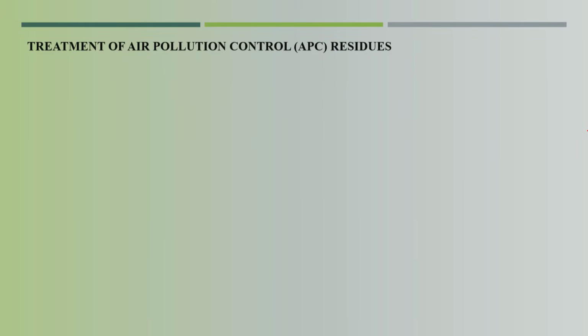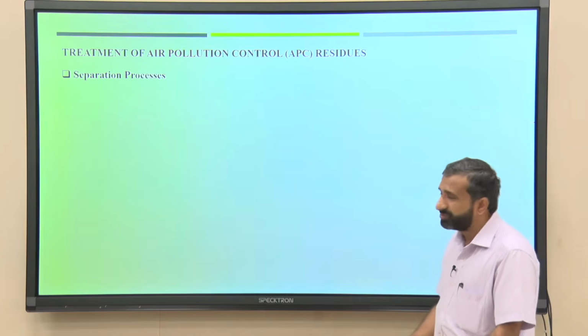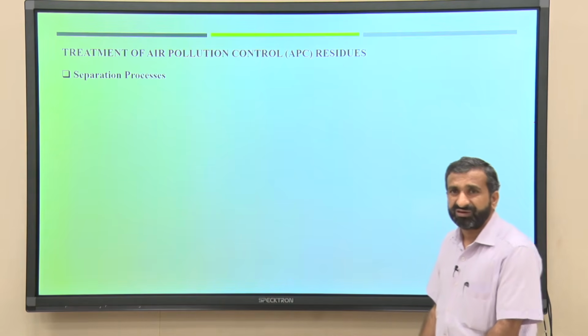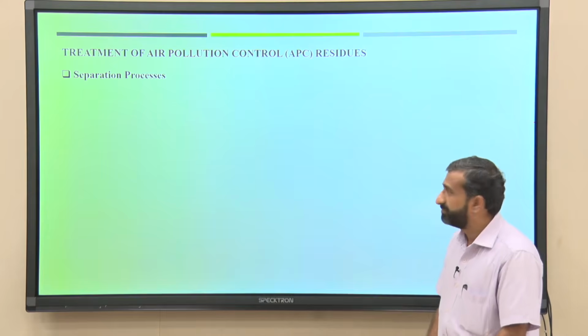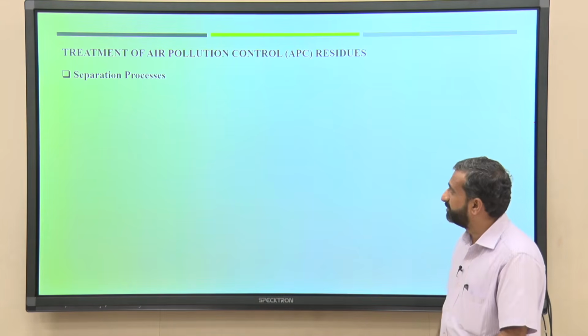Now, the treatment of air pollution control residue. I think it is majorly the fly ash. There also we can provide similar kinds of technology for flue gas treatment facilities, for the solid residue produced from the flue gas treatment.